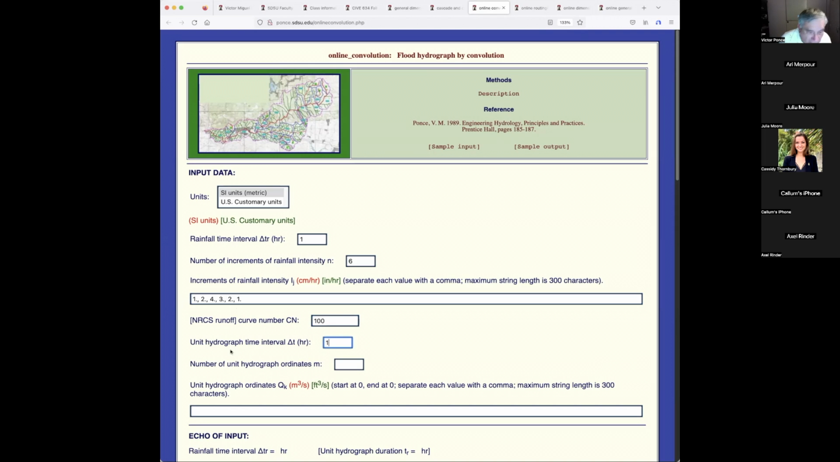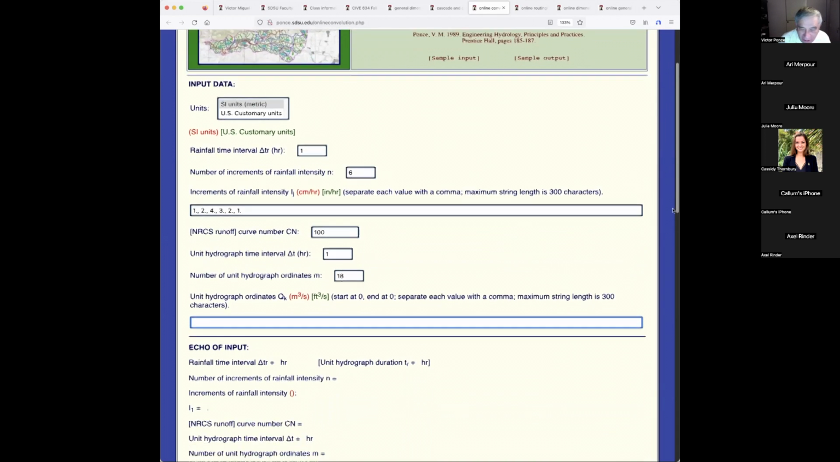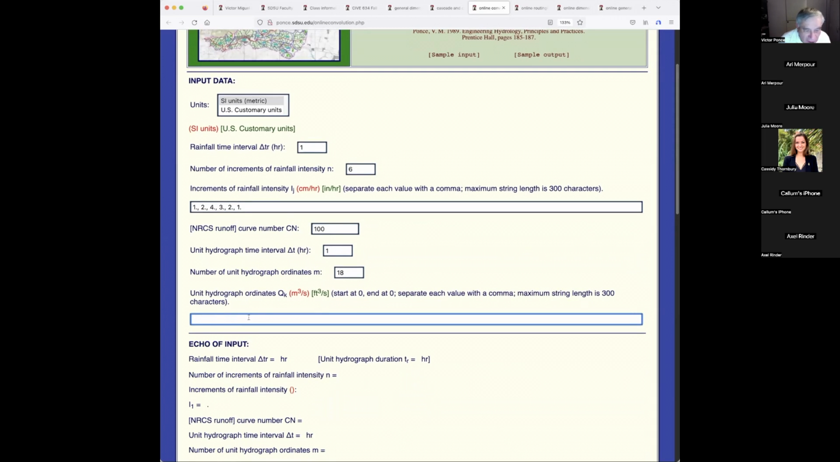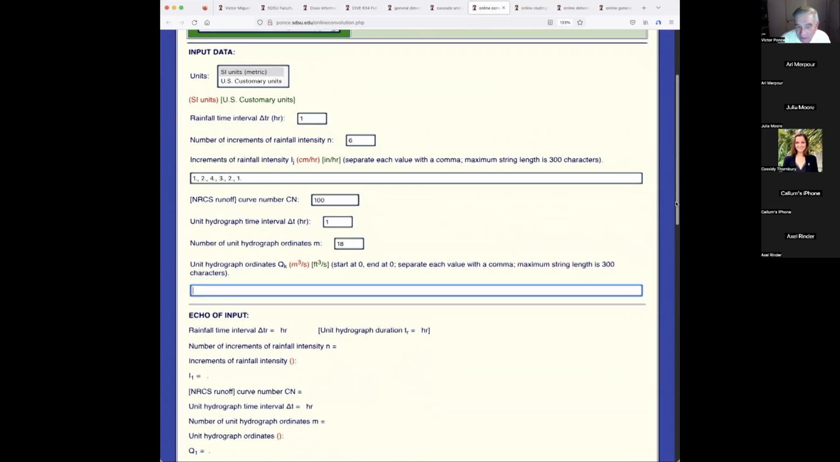Then I'm going to have a 1 in here, unit hydrograph time interval, and then the number of unit hydrograph ordinates, which came from the second program that we ran. And I am not going to type the 18 values because it would take too long. Besides, you need to type this and think about this through on your own. So here I type the 18 values of the unit hydrograph that I had already calculated in that other program, right?